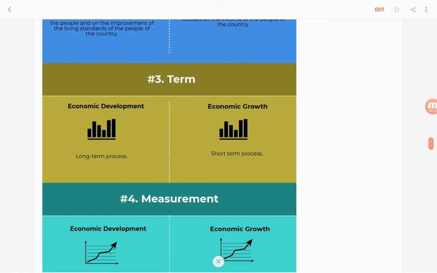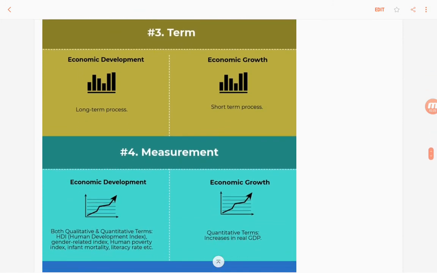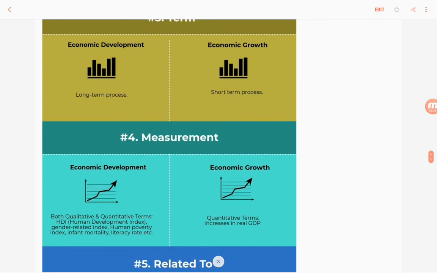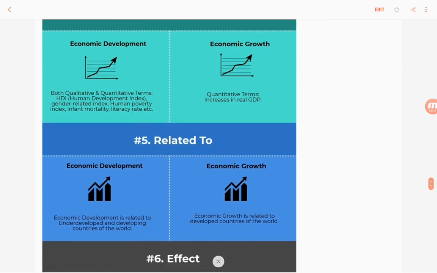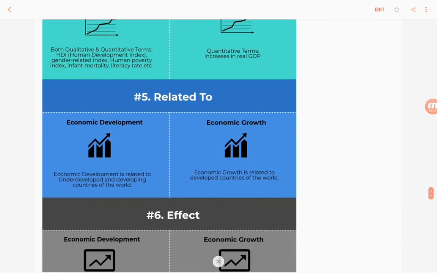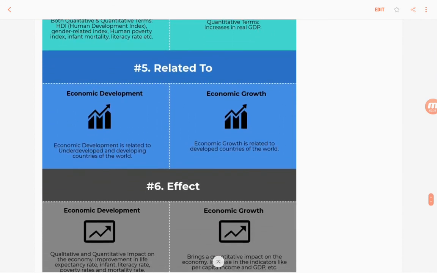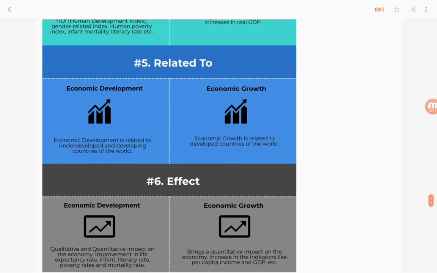Economic development is a long-term process, while economic growth is a short-term yearly process. Economic development includes both quantitative and qualitative measures, while economic growth only involves increases in GDP. Economic development is more related to the underdeveloped and developing regions of the world, while economic growth relates to all countries in the world.